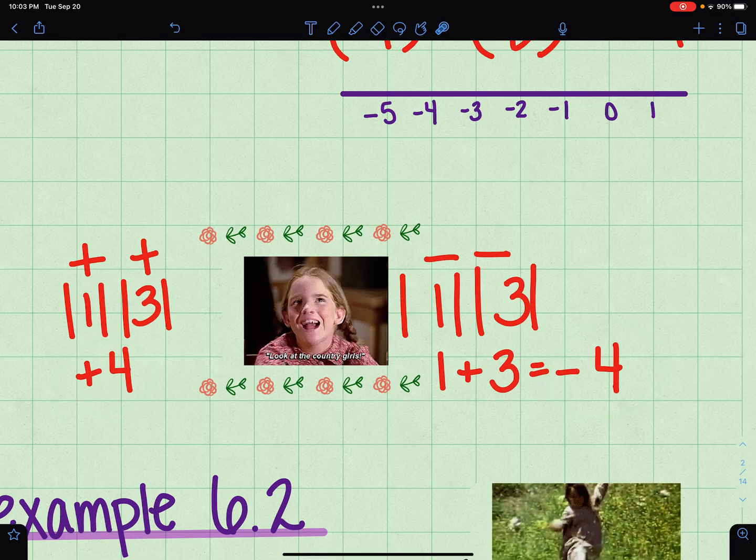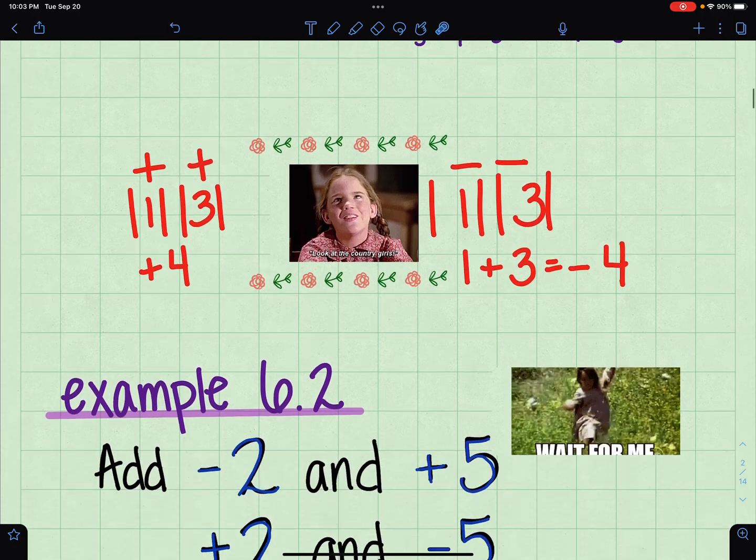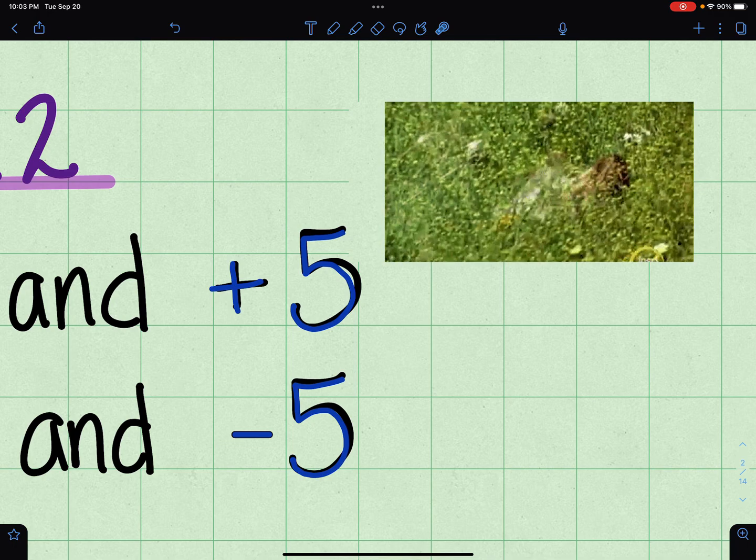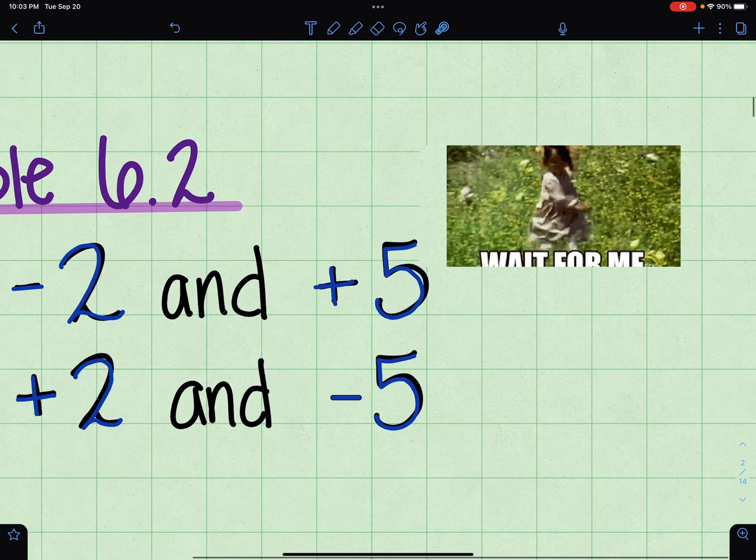Okay, let's try it. We're going to jump into example 6.2. Okay, I hope you're not like, wait for me, I don't understand it yet. It's okay, you will understand it.